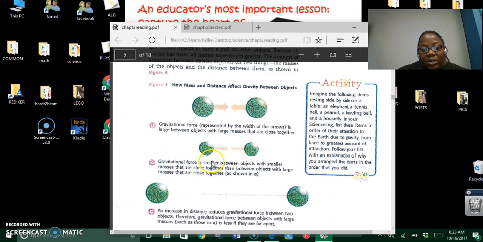Gravitational force is smaller between objects with smaller masses that are close together than between objects with large masses that are close together, as shown in A. So smaller mass, less gravitational force, even though they're about the same distance apart. The more mass you have, the more gravitational force you have. So basically, the bigger you are, the more you weigh. So let's think about that. Think about you compared to me. Who's going to have more gravitational force? Remember, that's a fancy way of saying weight.